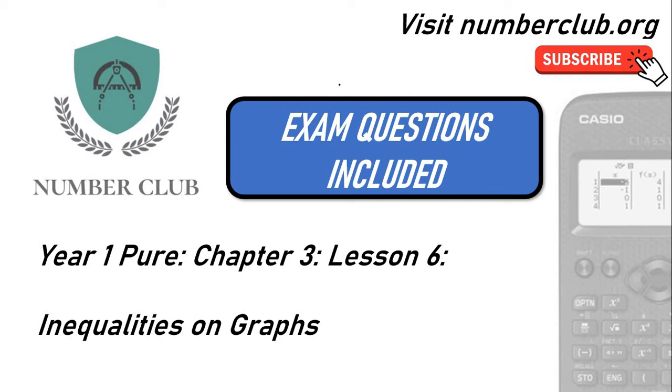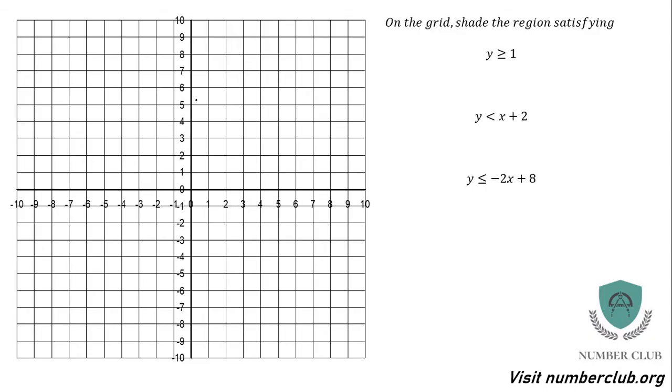This is Year 1 Pure, Chapter 3, Lesson 6. This is Inequalities on Graphs. This is the last lesson for this chapter, so get cracking. We've got on the grid, shade the region satisfying these things. Now, you should recognise from GCSE, really. There are a few things that you need to know.